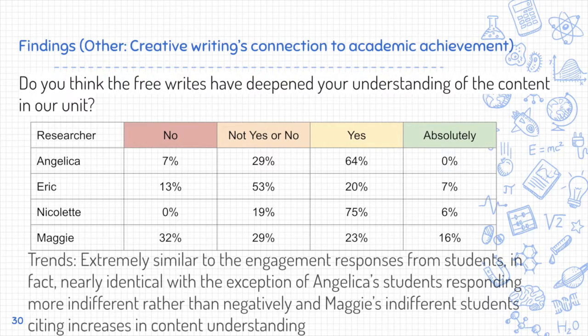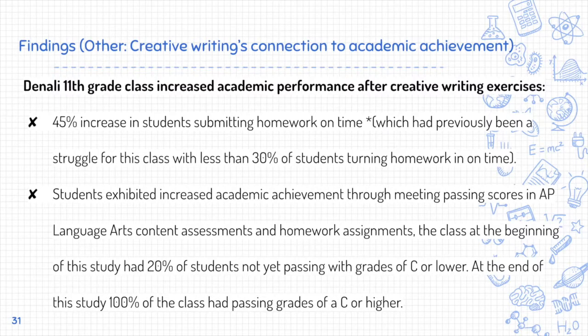Next, we have a Denali-specific data set here. Denali's 11th grade class increased academic performance after the creative writing exercises. I tracked the increase in students submitting homework on time, which had previously been a struggle for the class. Typically, in previous units, there was an average of about 30% of students turning in homework or checkpoints or final products on time. There has now been a 45% increase for this project, which I find very encouraging.